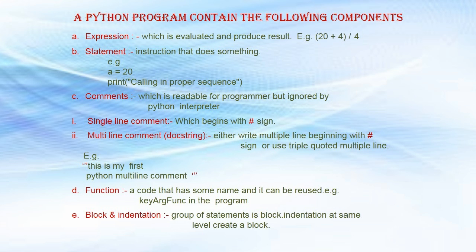For example, the key argument function in the program. Okay, now next is block and indentation. A group of statements is called a block. Indentation at the same level creates a block. For example, all three statements in a single indentation are called a block, right?